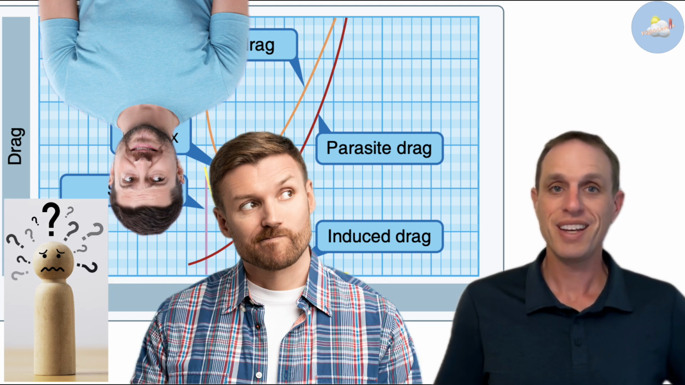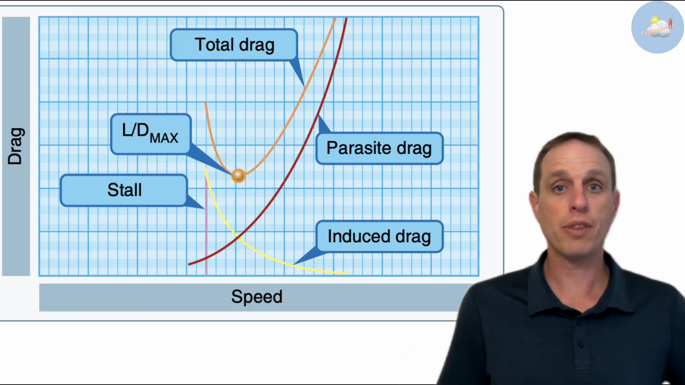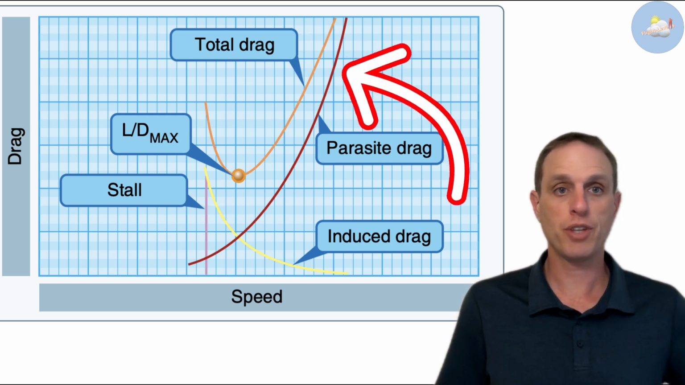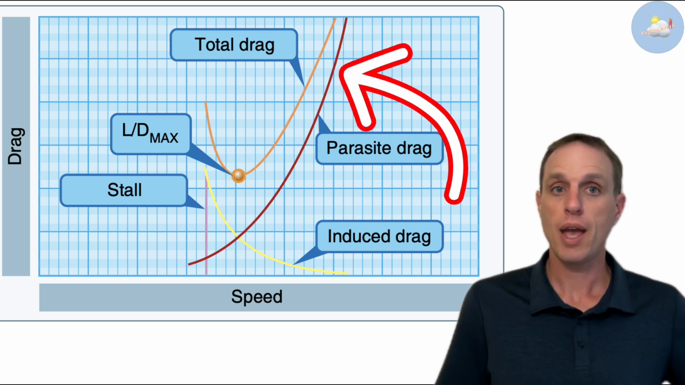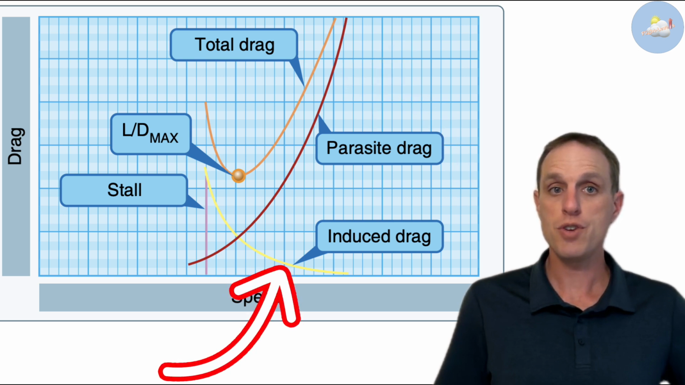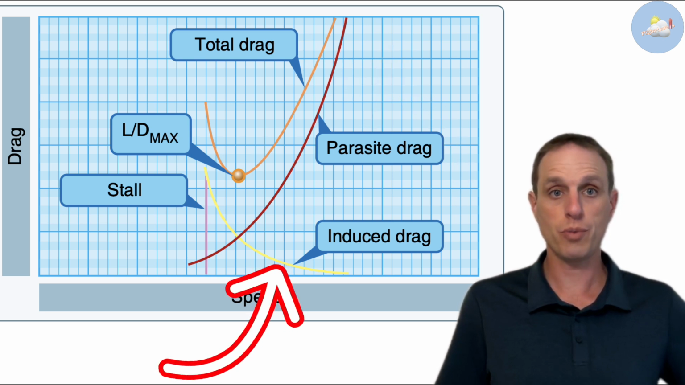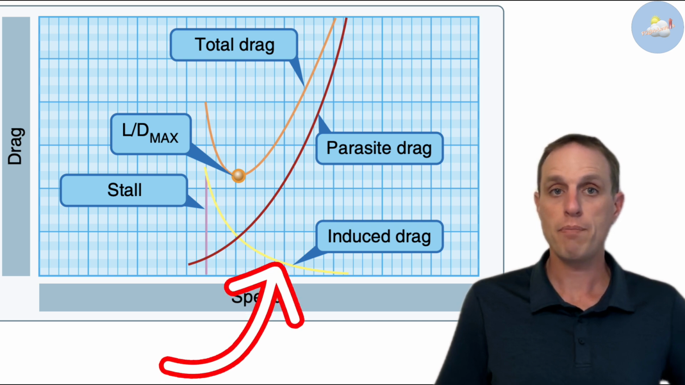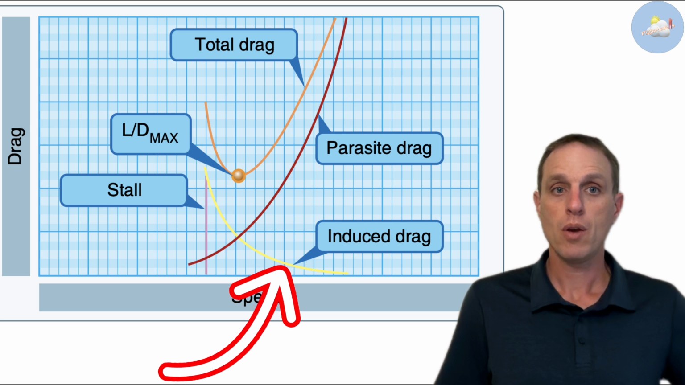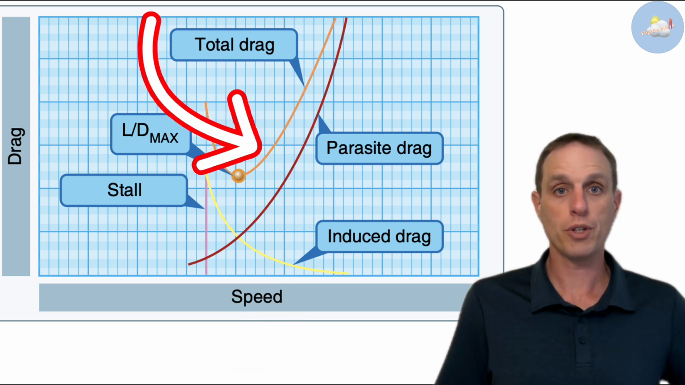So far, so good? Excellent! With these concepts in mind, let's start putting them into action on some graphs. Let's take a look at a graph you've seen before. Here we have parasite drag shown in red. As we've said, parasite drag increases with speed. Then in yellow, we have induced drag, which decreases with speed. If we add both parasite and induced drag for a given airspeed, we have total drag shown in orange.